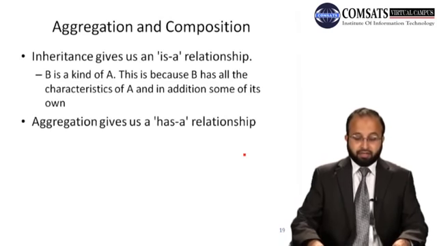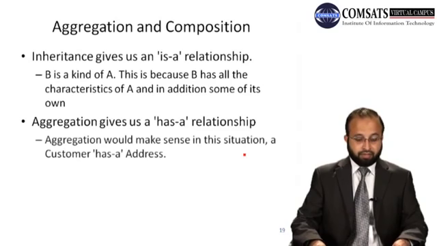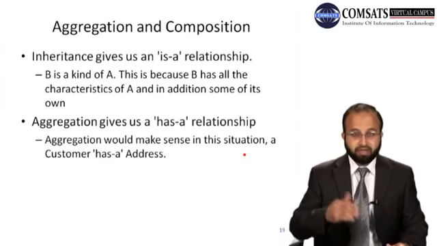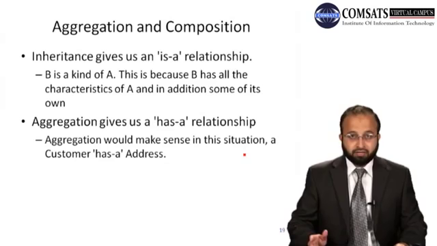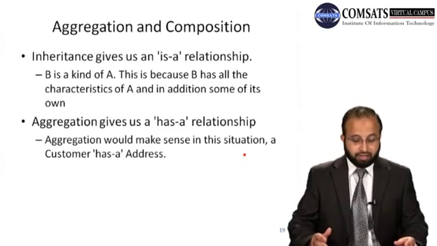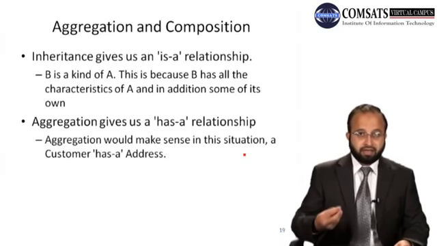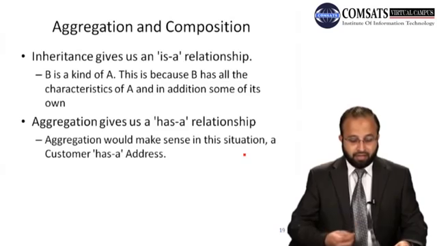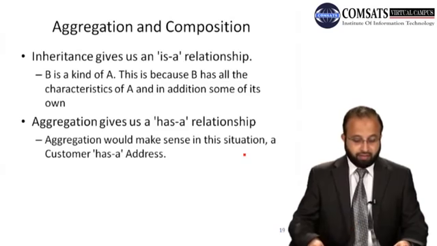Aggregation gives us a has a relationship, right? For example, aggregation would make sense in this situation. A customer has a address, ठीक है? A customer is a address नहीं होगा, ये relationship इसमें possible नहीं है. Customer is a address, right? So इस केस में आप inheritance को use नहीं कर सकते. You have to use aggregation here, and aggregation represents has a relationship. A customer has a address, right?